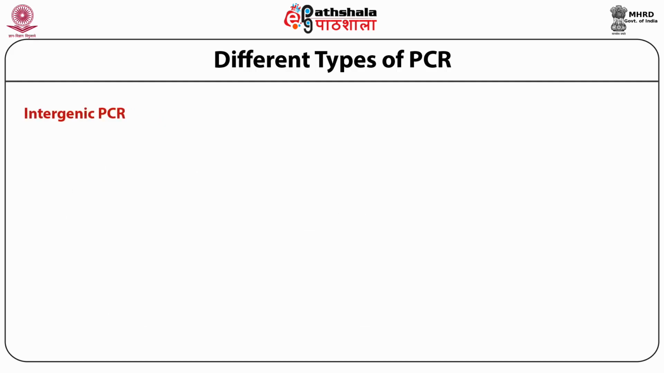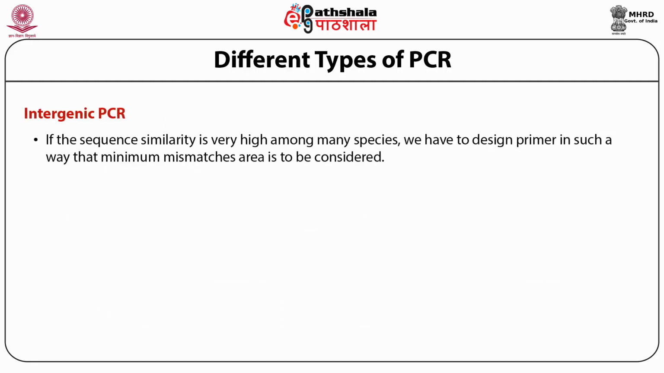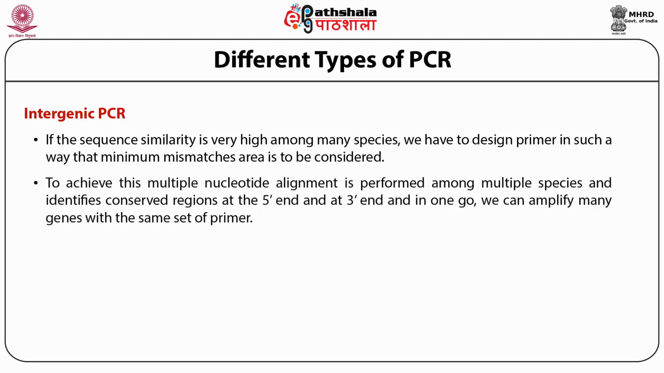Come to the intergenic PCR. If the sequence similarity is very high among many species, we have to design primers in such a way that minimum mismatch areas are identified. To achieve this, multiple nucleotide alignment is performed among multiple species and identifies the conserved region at the 5' and 3' ends, and in one go we can amplify many genes with the same set of primers.